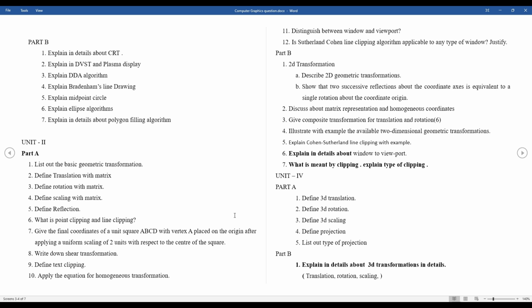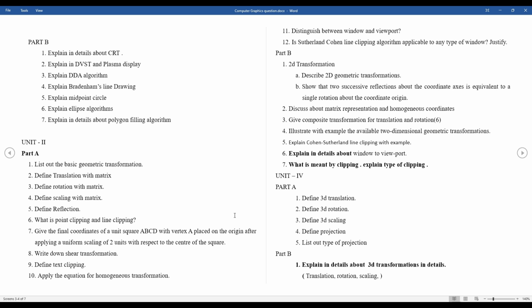Define reflection. Reflection is about a mirror image. There are four quadrants. If the object is in the positive area, the mirror image comes to the left-hand side, meaning the bottom side. There are plus and minus signs, so according to the quadrant where you want to display the object, you apply reflections.